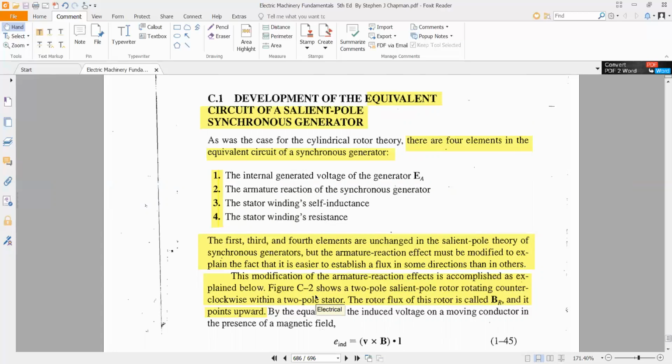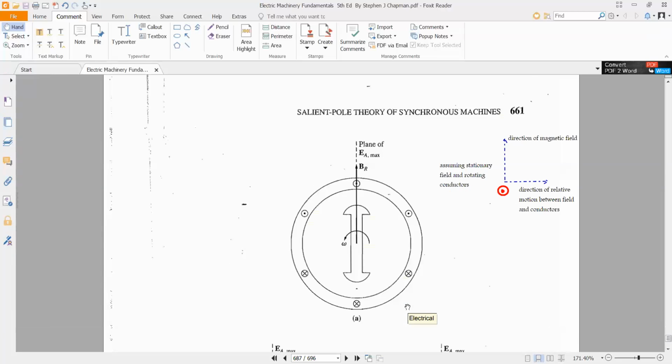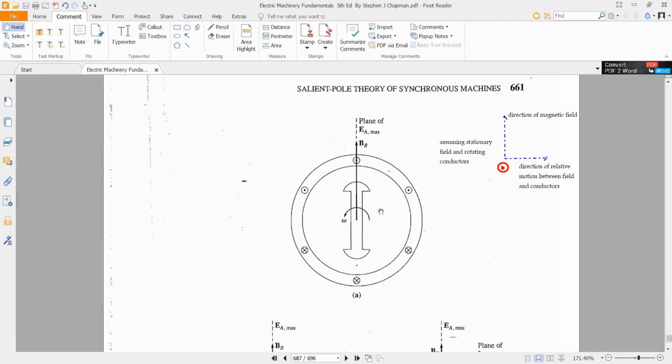There are changes in the armature reaction when the cylindrical rotor is replaced by a salient rotor. Figure C2 shows a two-pole salient rotor rotating counterclockwise within a two-pole stator. The rotor flux is called VR and it points upwards, as we can see here. We have a rotor rotating in the counterclockwise direction. Now it is assumed that the rotor winding has been energized.